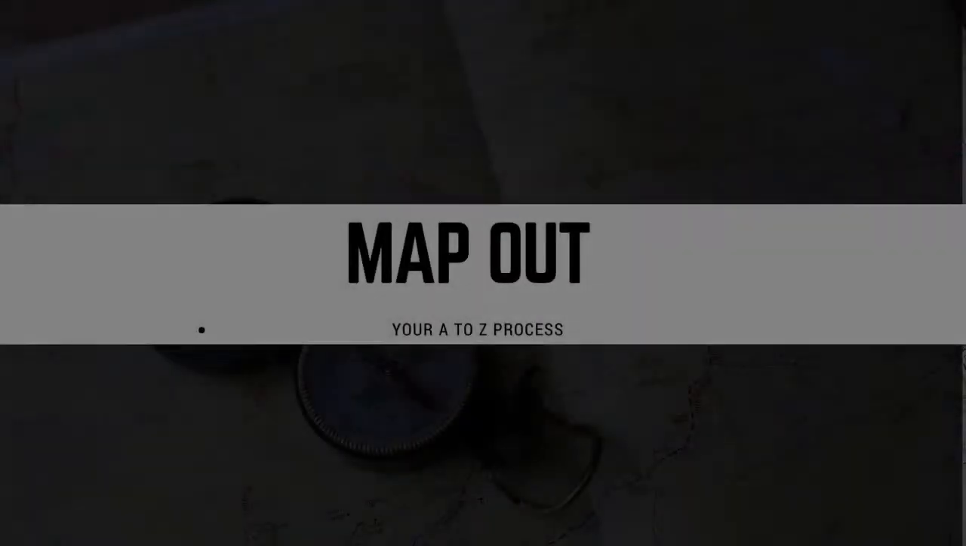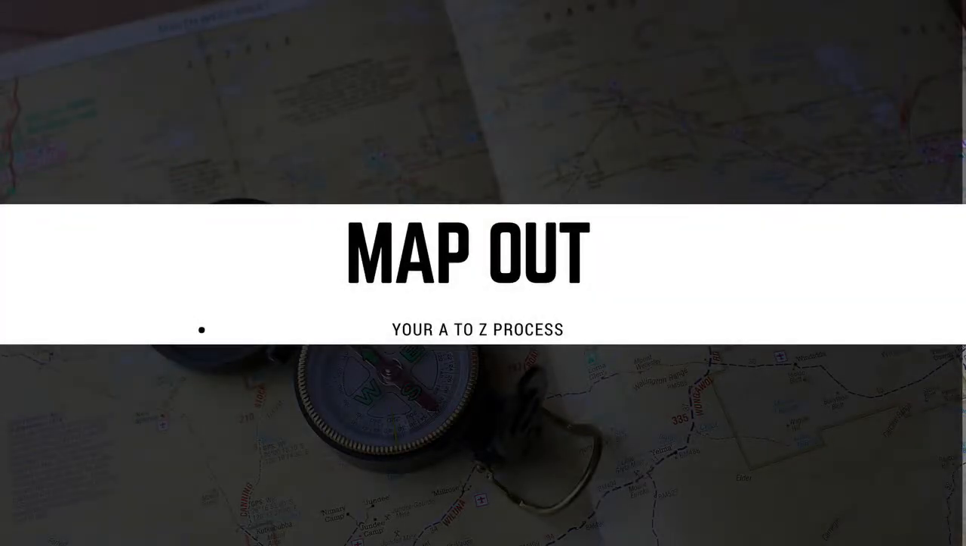Step number three, you want to map out your A to Z process. What a lot of people get wrong when it comes to creating a digital product is they just kind of wing it as they go. The way I like to think about it is, if you were to write a book, you don't want to start at page 1 and write from page 1 to 100. You want to have an overall plan and outline before you would write the book.